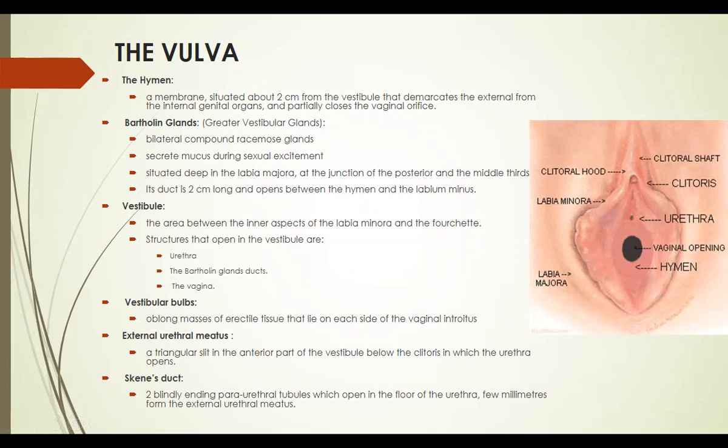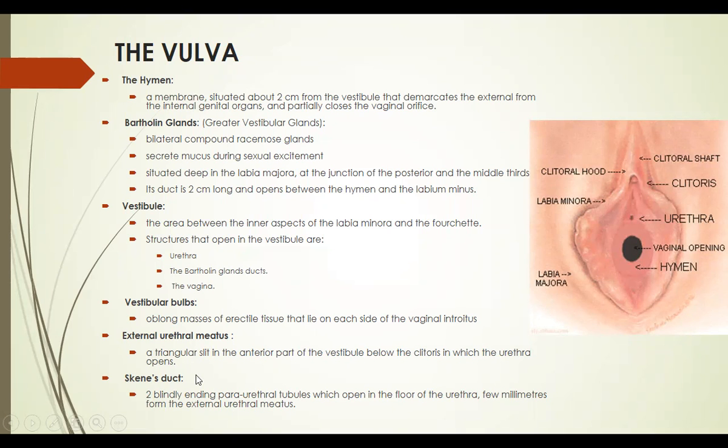Then we have the vestibular bulbs, oblong masses of erectile tissue that lie on each side of the vaginal introitus. So this is the introitus, and just beside that. Then we have the external urethral meatus. This urethral opening is called the external urethral meatus. It is a triangular slit in the anterior part of the vestibule, below the clitoris. So here is the clitoris, and below that the urethra opens.